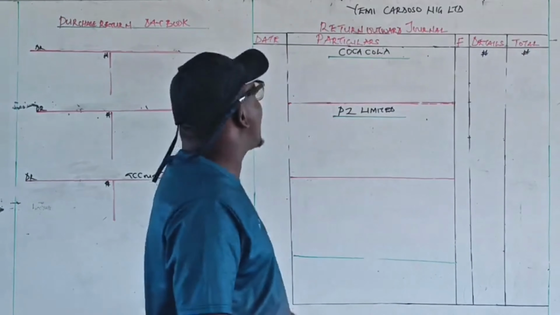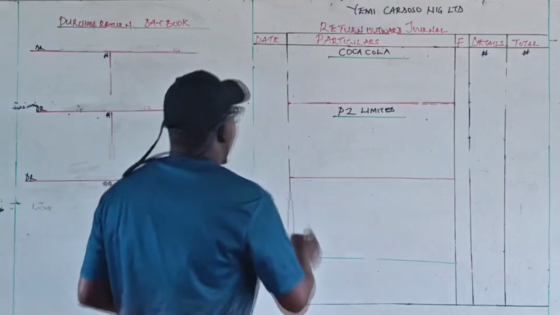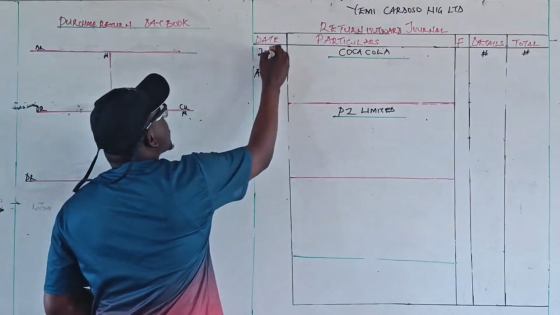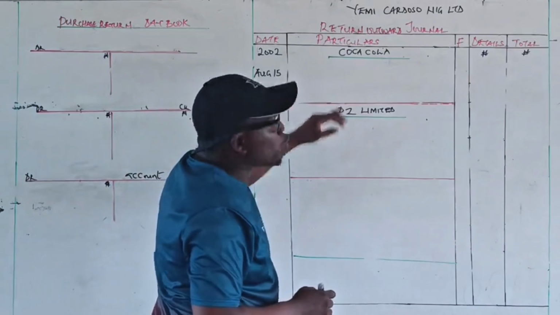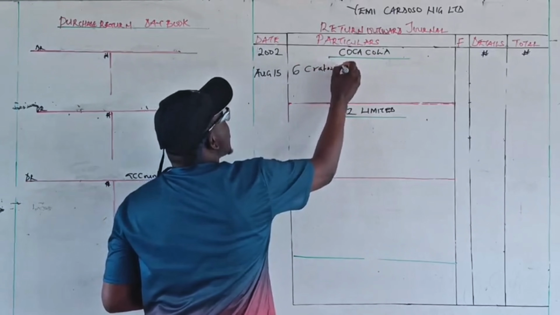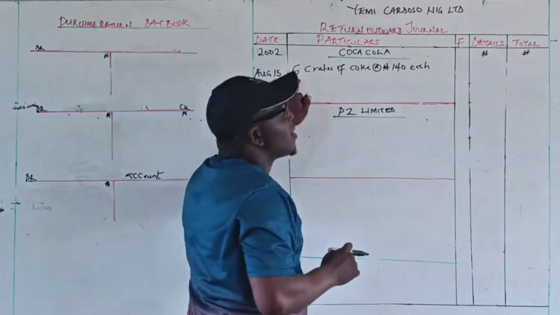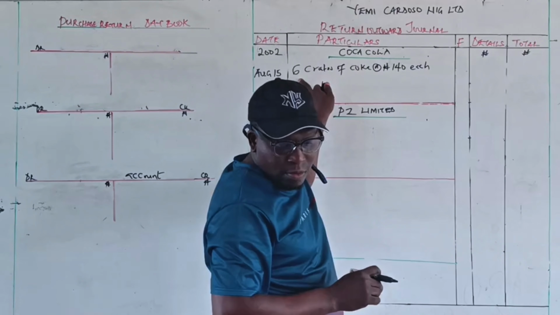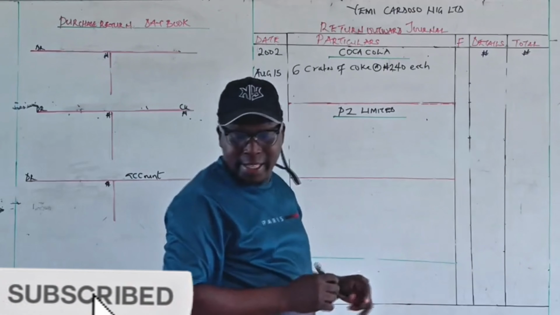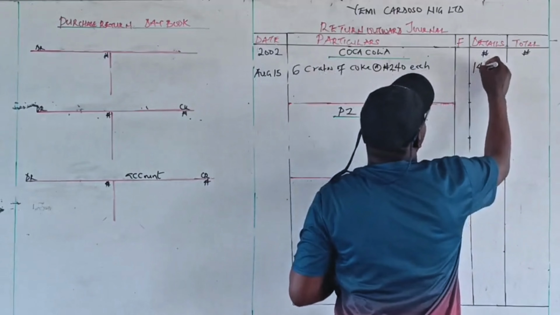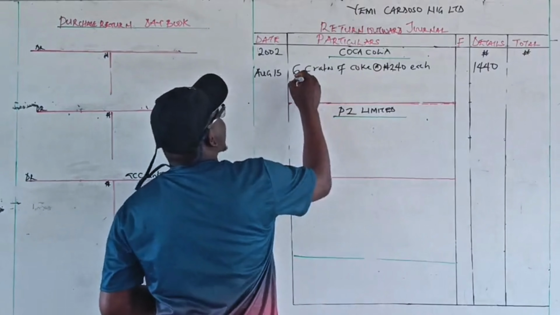Now, we have already prepared our journal. We are going to start inputting all our details in the journal. August 15, that's the date of the transaction. August 15, year 2002. 6 crates of Coke were returned at the rate of 240 naira each. If you multiply 6 at the rate of 240 naira, we have 1,440.